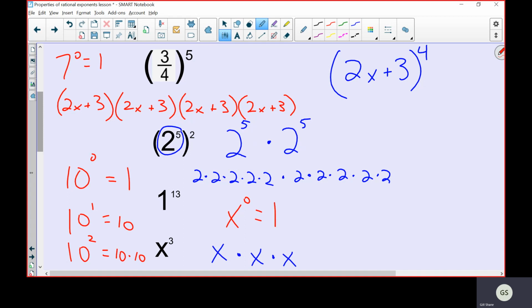Anything, so here's another note you better write down. You're guaranteed to see this one again. Anything raised to the 0 power is 1. A power of 0 means it is equal to 1.